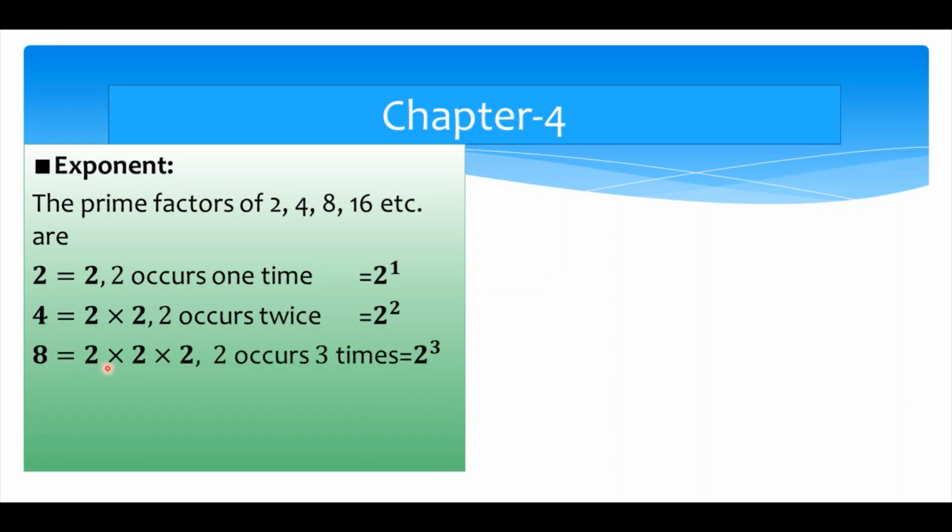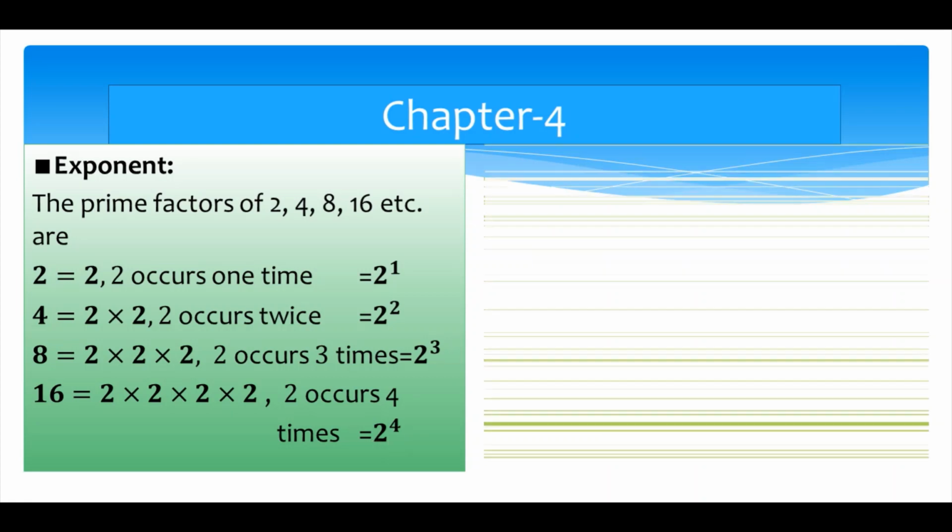8 equals 2 multiplied by 2 multiplied by 2. 2 occurs 3 times. And we will write like this. 16 equals 2 multiplied by 2 multiplied by 2 multiplied by 2. 2 occurs 4 times, and we will write like this.